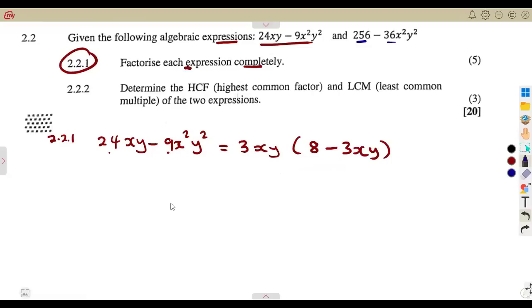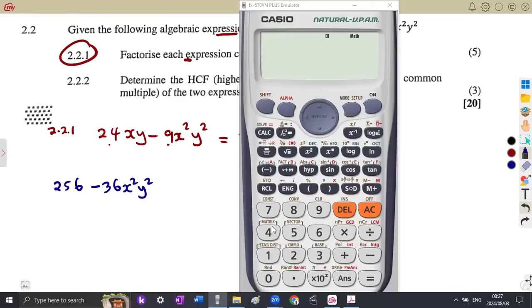Considering the second part, this is 256 minus 36x squared y squared. So the question is, between these two numbers, do you have a highest common factor here between these two numbers, 256 and 36? The highest number that you can factor out there is a 4. They are perfect squares, which is fine. So you can actually use your difference of 2 squares, but you can also factor out the 4.